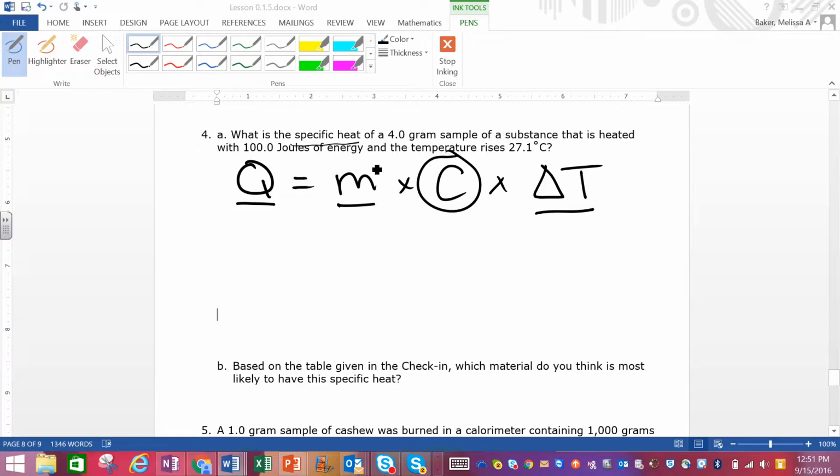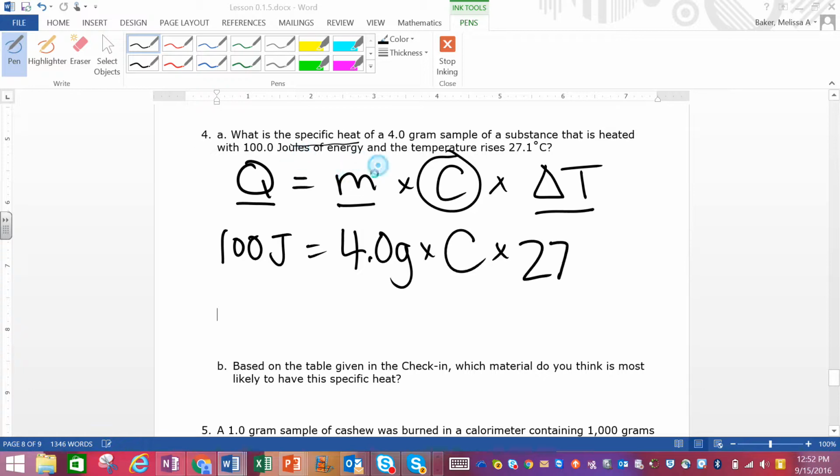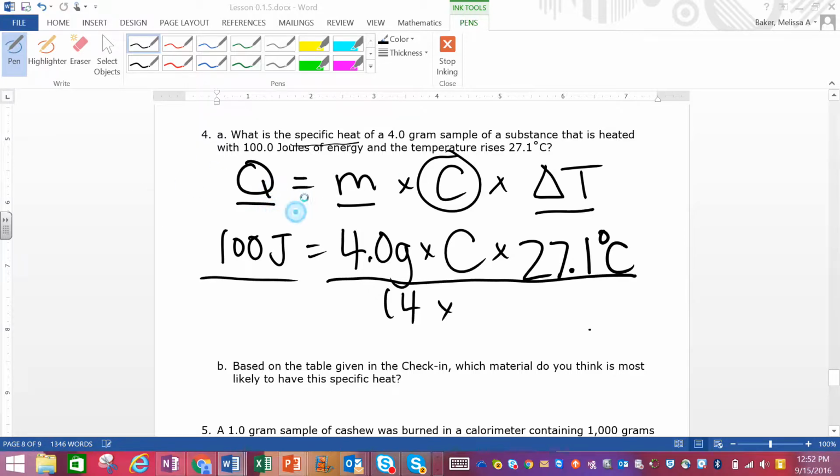So what information do I have? I know that I put in 100 joules of energy, and I know the mass was 4.0 grams. I don't know specific heat. I know the temperature change because it says it rose 27.1 degrees Celsius. So now I need to get C by itself. So I need to divide both sides by 4 times 27.1.